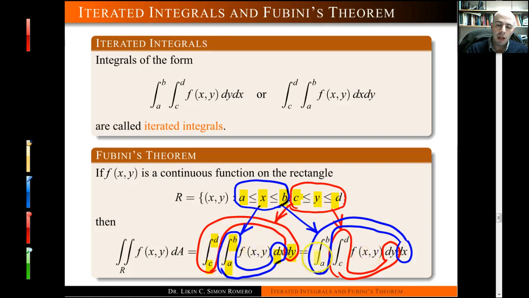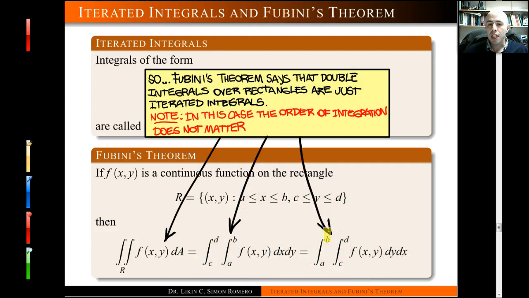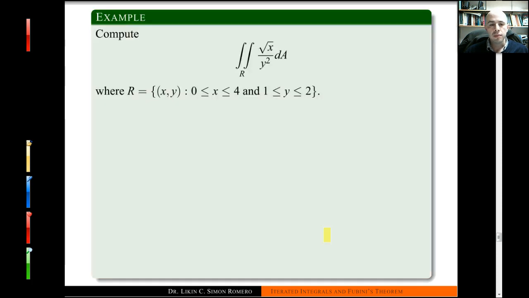You can do it this way, or you can do it the other way: first integrating with respect to y, putting the limits for the y, and then integrating with respect to x and putting the limits for the x. So Fubini's theorem says that the double integrals over rectangles are just iterated integrals. Note that in this particular case, the order of integration does not matter. Let me give you an example.